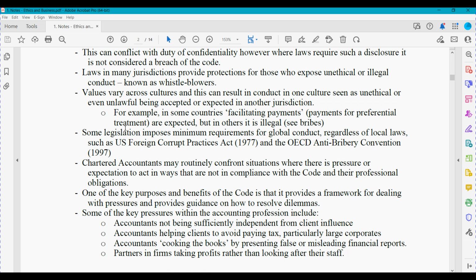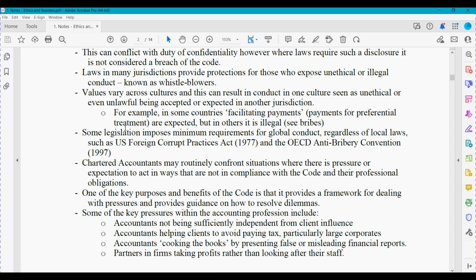So as a CA or even CPA, you may routinely confront situations where there is pressure or expectation to act in ways that are not in compliance with the code. So some examples could be, maybe you're working as a finance analyst in a company and the CFO is pressuring you to maybe increase the numbers a little bit or change the accruals from what you would normally do in order to hit a certain target because of pressure from stakeholders, the CEO, or maybe even to hit a bonus. So that's just one example, but there's multiple ways you could experience this day to day.